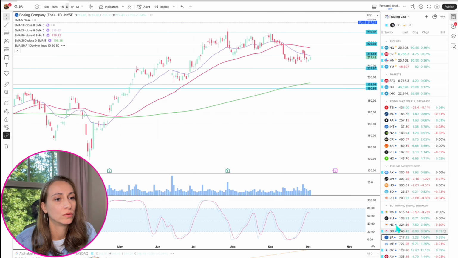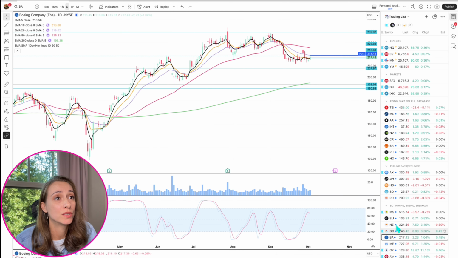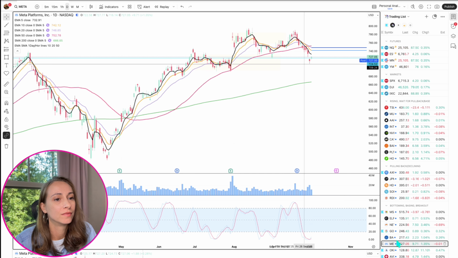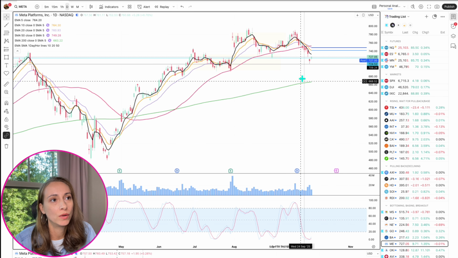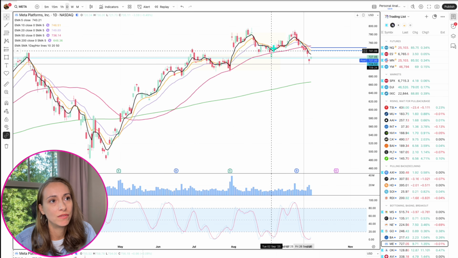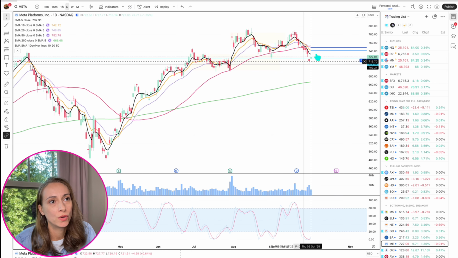Same with Google. This one looks pretty good, as in it's in the right bucket, and there may be opportunity to get in. This one doesn't have much of a bottoming going on, but it tends to do that sometimes. It'll just have these little blips and then go up.